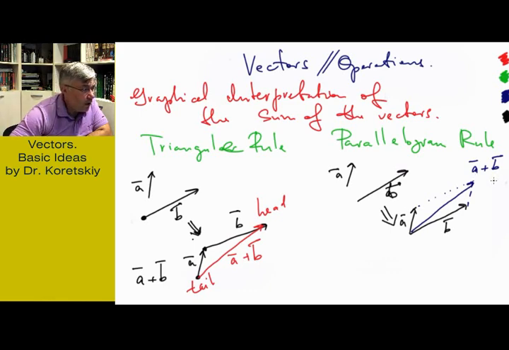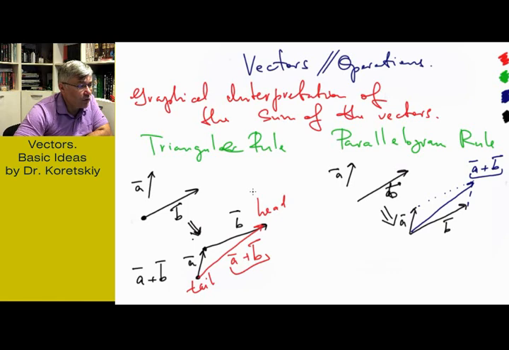Since we have the same operation, this blue a plus b vector and this red a plus b vector, they are the same vectors. If a and b we keep the same vectors during our operation, these are two graphical interpretations of the summation or sum of the vectors. You can use both of them. But sometimes, for example, for physics, it's better to use one of these approaches.